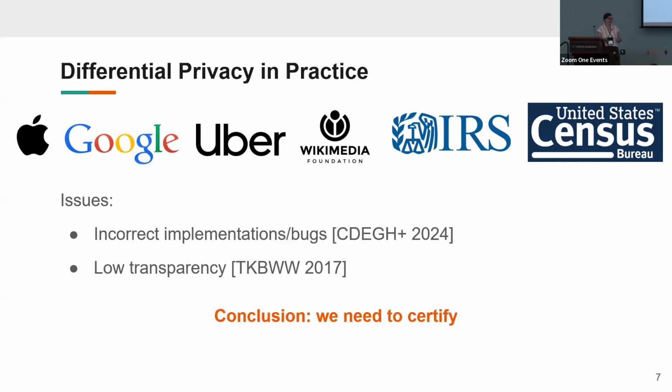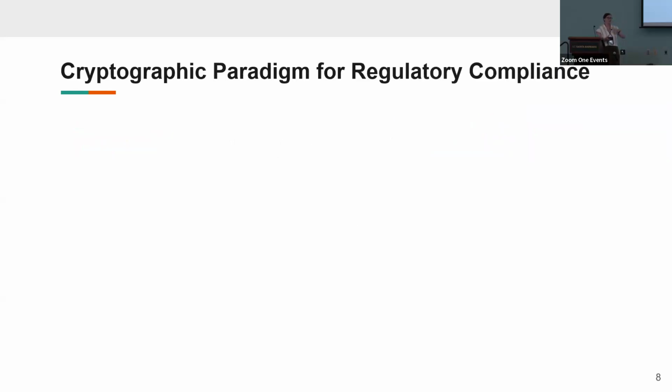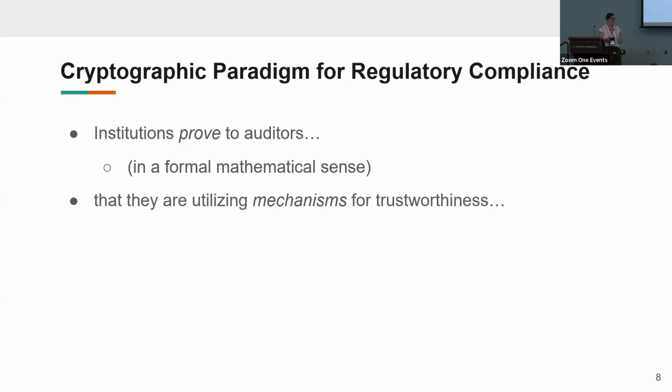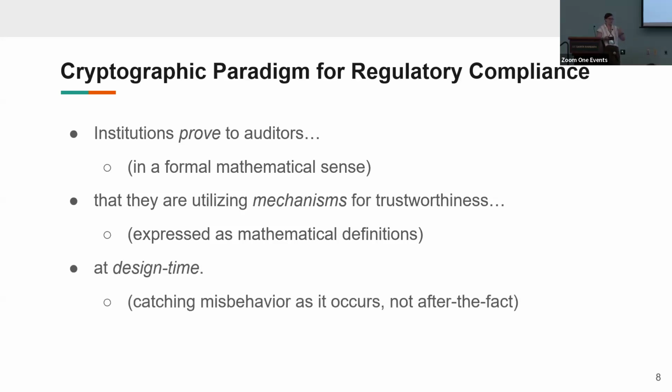In this sort of environment, we can think about turning to some sort of cryptographic certification to give guarantees about what privacy parameters are actually being given. In general, this also fits into a broader framework of using a cryptographic paradigm for regulatory compliance, where institutions have to prove to auditors, in our favorite mathematical senses, that they're utilizing mechanisms for trustworthiness, again expressed through mathematical definitions, at design time. So we catch this behavior as it occurs, instead of having to go back and try to suss out what the privacy parameters were and whether they changed.